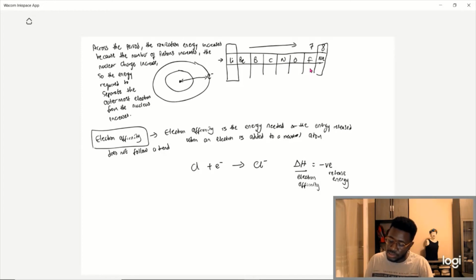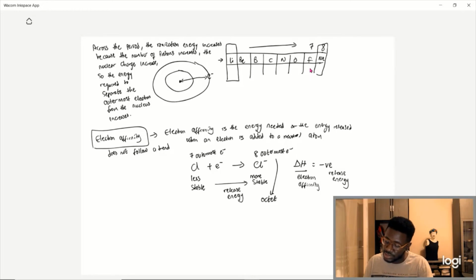That's because this is more stable, this is less stable. This is more stable because this has 8 outermost electrons, while this has 7 outermost electrons. So this is octet. We're going to talk more about this in step 3. So we are going from less stable to more stable, you release energy. And so in this case here, the electron affinity is negative.